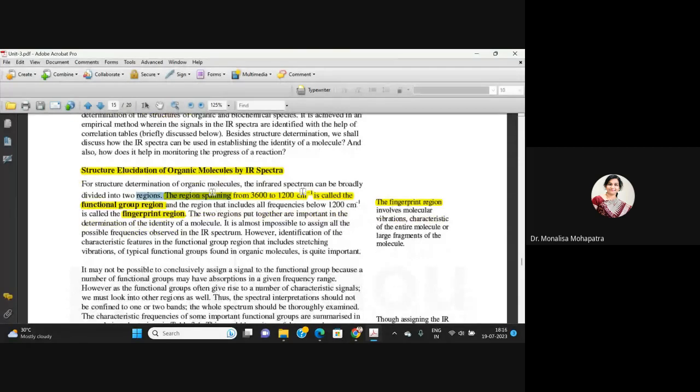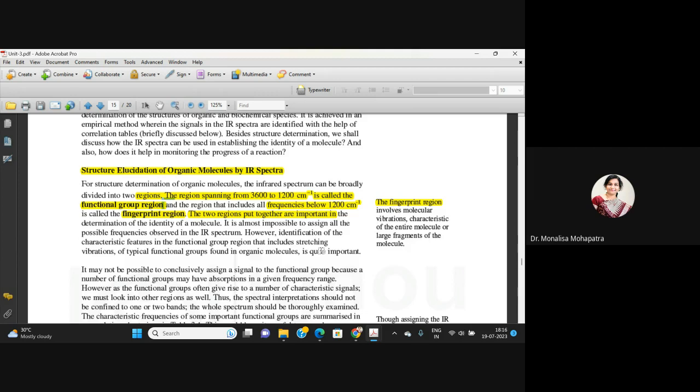The region spanning between 3600 to 1200 centimeter inverse is called the functional group region. But below 1200 centimeter inverse, it is called the fingerprint region. These two regions are very, very important. One is the functional group region, where you are taking an organic molecule that has certain functional groups, and you want to identify the groups involved, or you want to do structural elucidation.